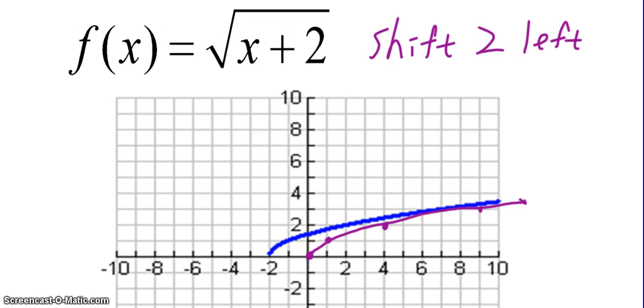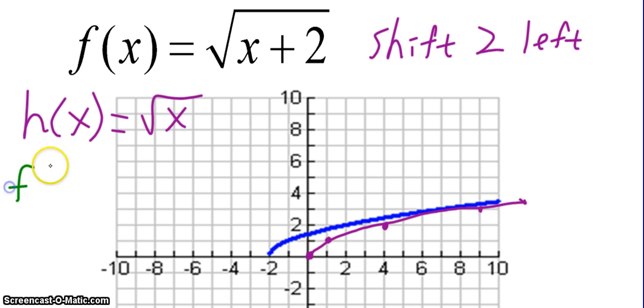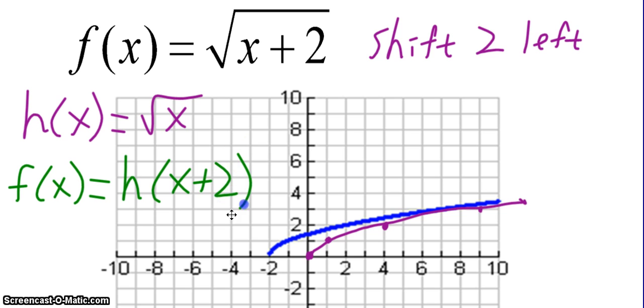Okay, so hopefully on this first one you recognize that it's shifted 2 to the left. So here I've drawn in what the original square root function looks like, but now we shifted 2 to the left because of the plus 2 within the square root. So this would be the same as if I said h of x equals the square root of x, then f of x equals h of x plus 2. So that's how we see that we're shifting 2 to the left.